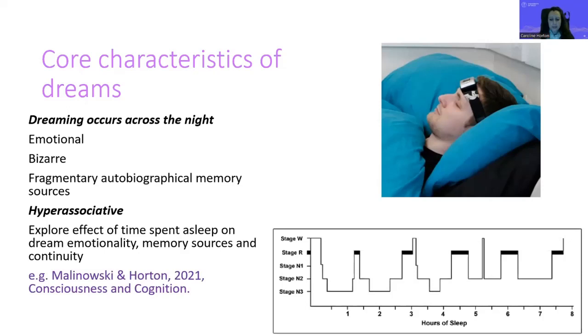We also know that dreaming occurs across the night. So it's not just a rapid eye movement sleep phenomenon. We've found a very comparable recall rate when we've woken people up from stages N2 and N3 as from rapid eye movement sleep. So dreaming, if we ask the right questions, if we ask people, tell us what was going through your mind, we get about a 71-72% response rate.